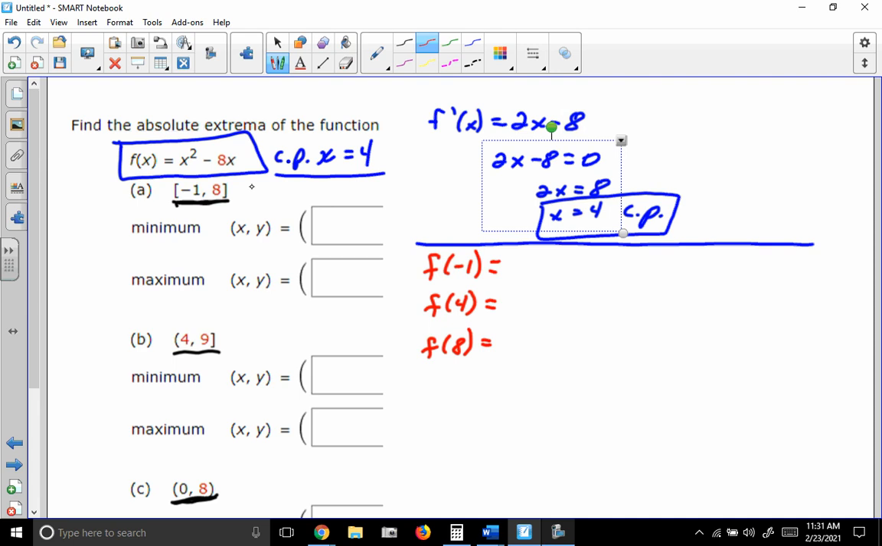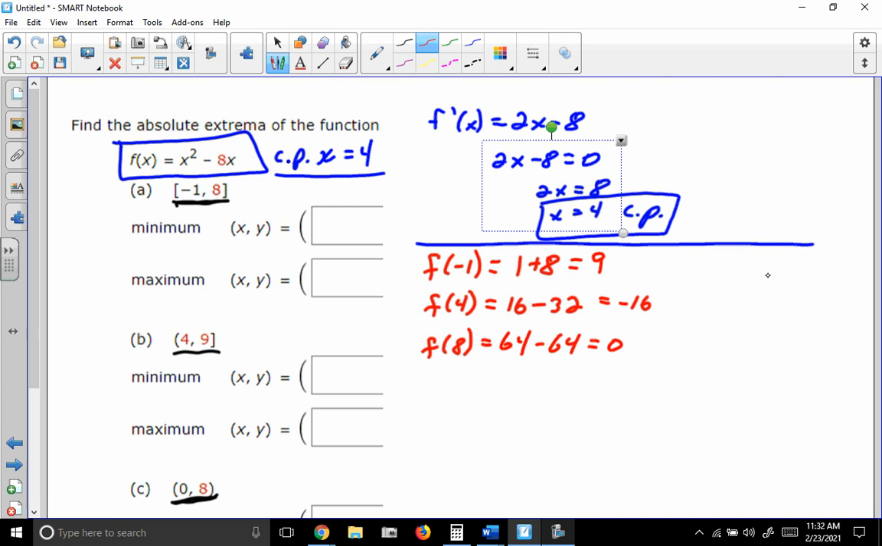So when we plug a negative 1 in, negative 1 squared is 1. Negative 8 times negative 1 is positive 8. So on the left side of our interval, our y value is 9. When x is 4, 4 squared is 16. Minus 8 times 4 is negative 32. So y is negative 16. And if we put an 8 in, 8 squared is 64. Negative 8 times 8 is negative 64. So we get a y value of 0.